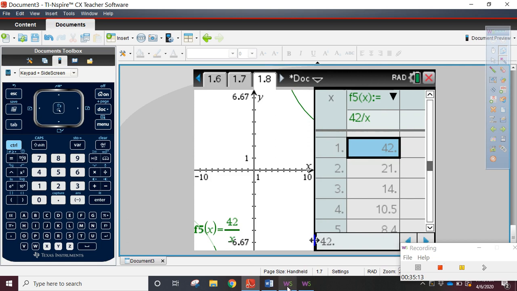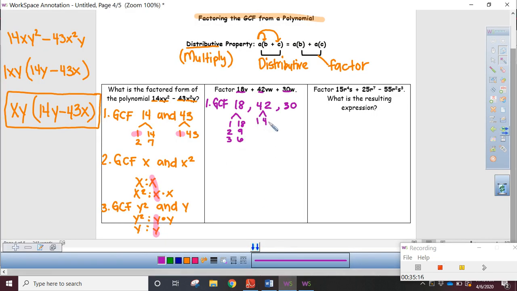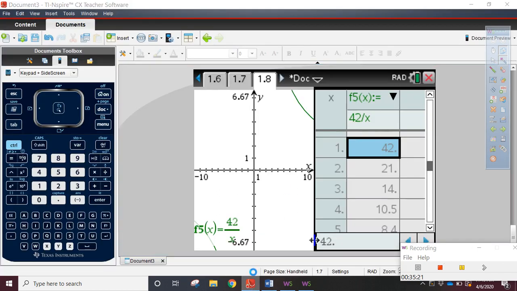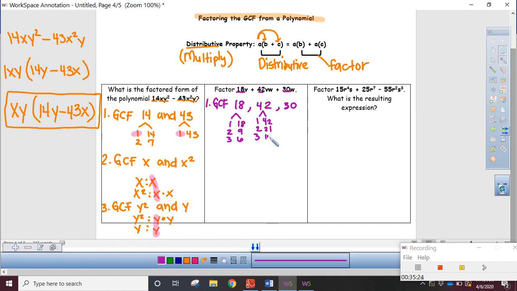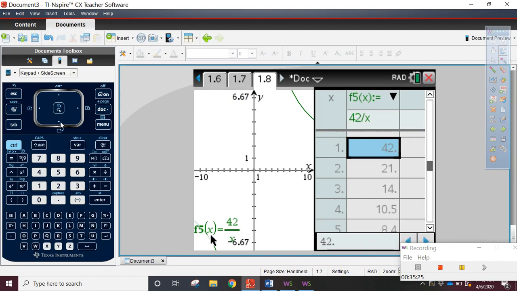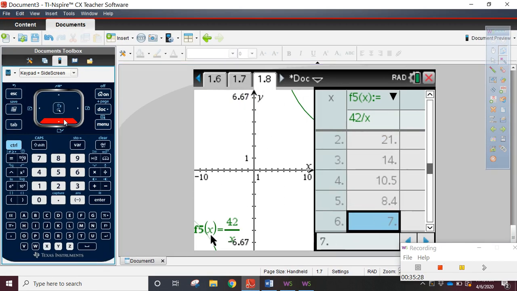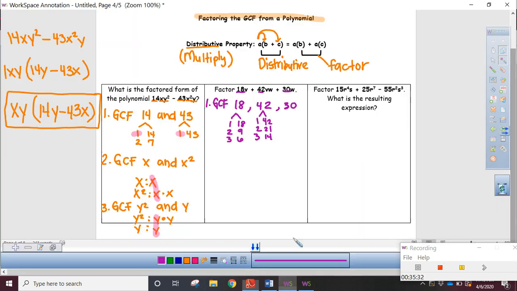So we have 1 and 42. I saw 2 and 21. I also saw 3 and 14. And let's keep heading on down. Let's see what other numbers we see here. We have 6 and 7. And then it goes back to repeat 7 and 6, so we know that we have found all the factors. Now let's take a look at the factors of 30. We have 1 and 30. We have 2 and 15. And we have 3 and 5. And so those are my factors of 18, 42, and 30.